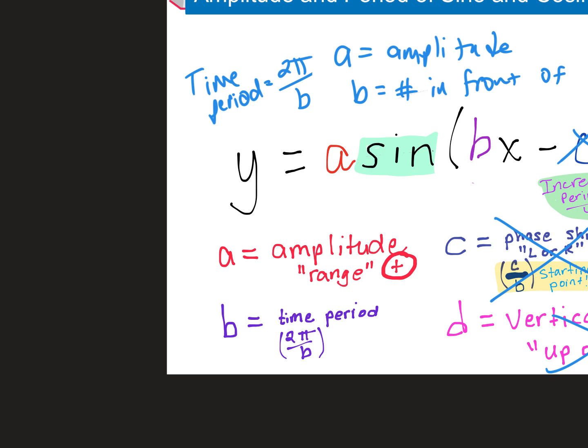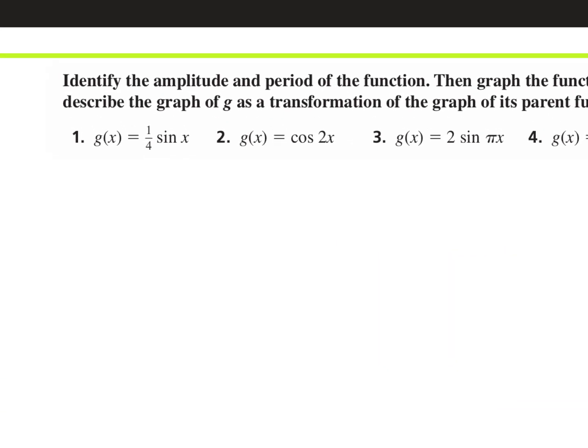How do we find the increments? Anybody remember? You take the time period and do what? Divide by 4. Everything is based on the unit circle. So the period is 2 pi, one whole circle divided by the B value. Then you take that and you cut that into 4 pieces. You remember that? All right, so let's just do these 4 examples and then we are done. On your test, you're going to have to identify those things that we just talked about and then graph it.